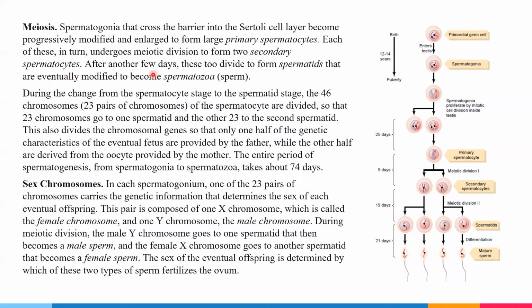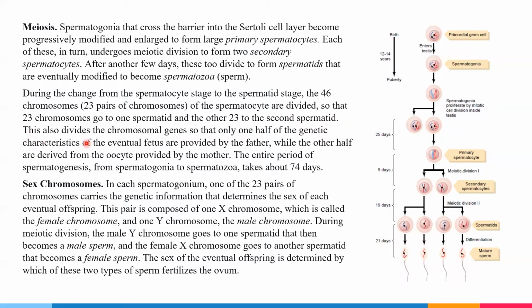After another few days, these 2 divide to form spermatids that are eventually modified to form spermatozoa or sperm. During the change from spermatocyte stage to the spermatid stage, the 46 chromosomes or 23 pairs of chromosomes of the spermatocyte are divided so that 23 chromosomes go to one spermatid and the other 23 to the second spermatid.